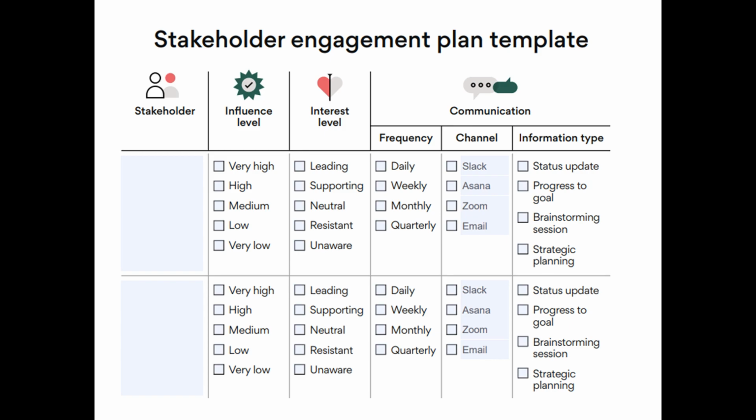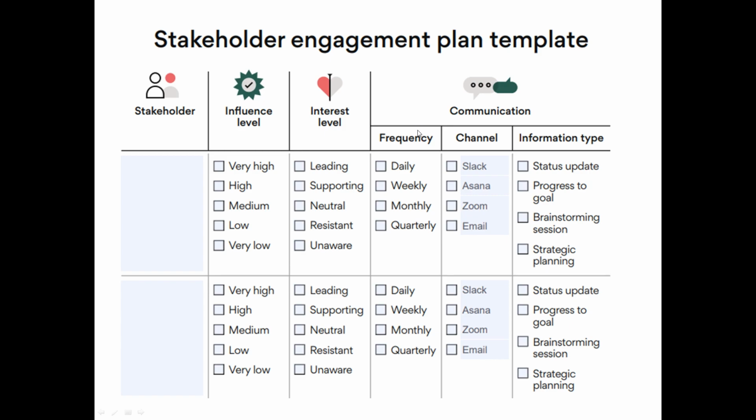Now I can give you a very simple example of a stakeholder engagement plan template. You can use this template in Excel format as well. Here is the stakeholder name, the person's name, so that you can identify them. Influence level: very high, high, medium, low, very low. Then interest level in the project: leading, supporting, neutral, resistant, and unaware. Here the supporting level stakeholders are very important because they are supporting your project.